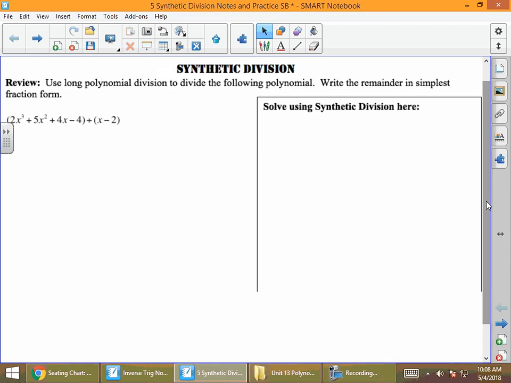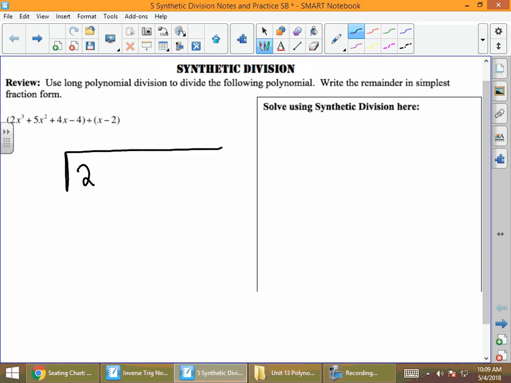Today we're going to talk about synthetic division. But before we do, let's do a review problem and see if we can make any connection between long polynomial division and synthetic division. We're going to take our polynomial of 2x cubed plus 5x squared plus 4x minus 4. We are going to divide by x minus 2.